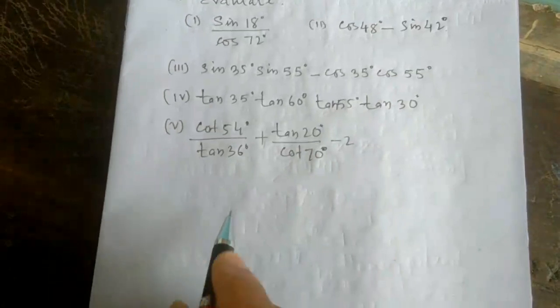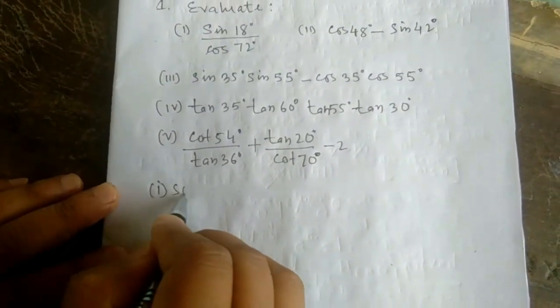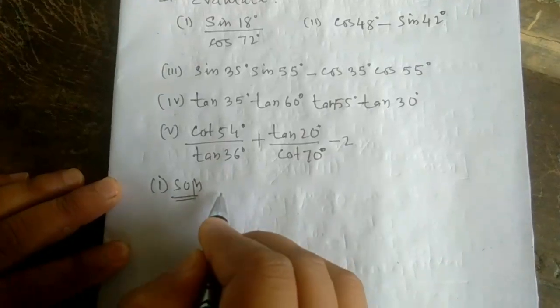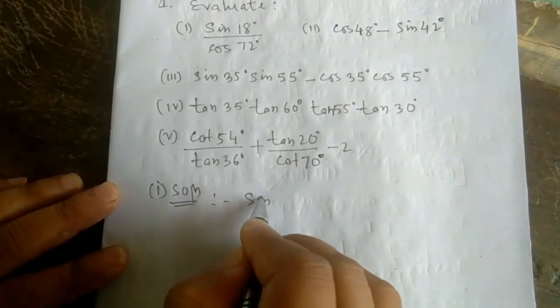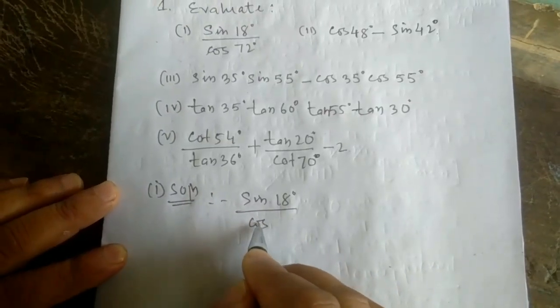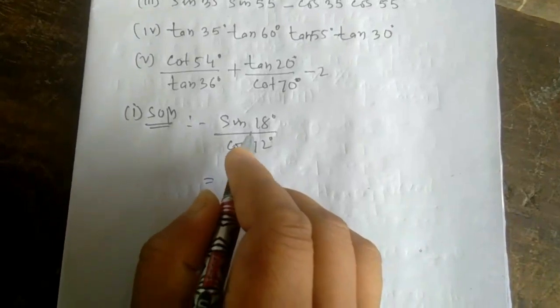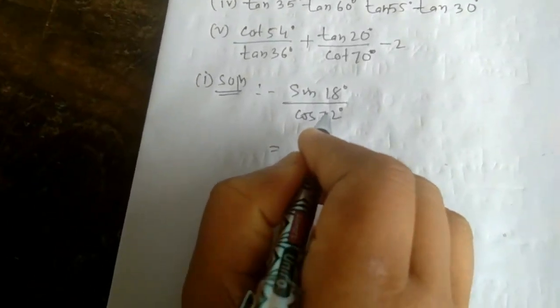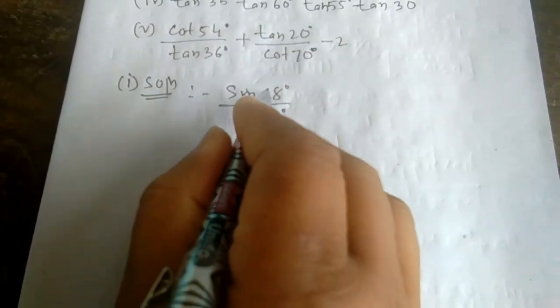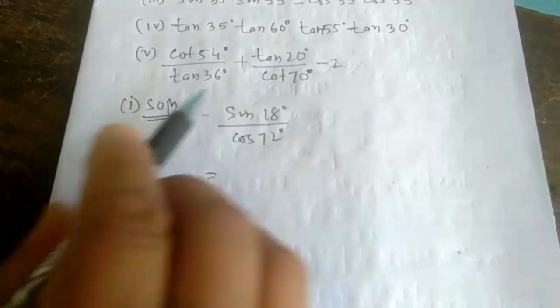So let me solve one by one. Solution number 1, sine 18 degree by cos 72 degree. Before solving this one, you have to know the complementary formula. I think I gave you the complementary formula before.